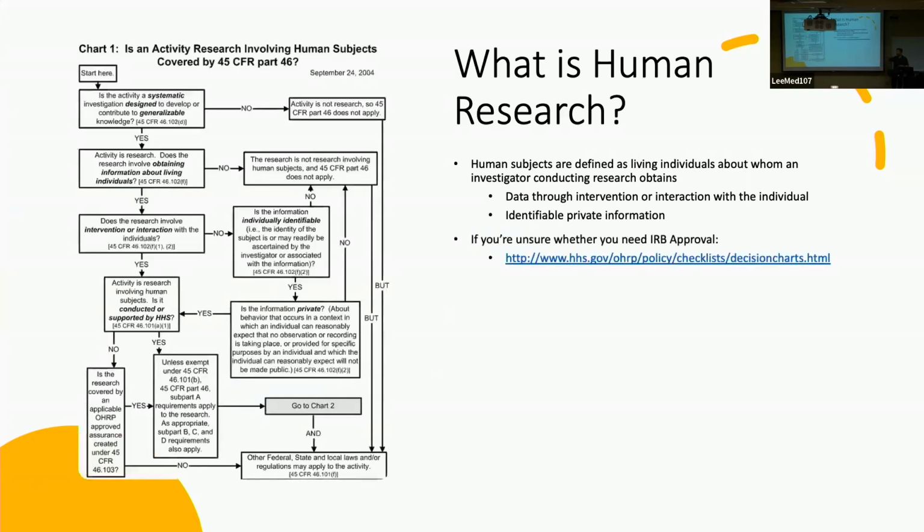So there is a very elegant, if not confusing, set of flowcharts that you can follow to determine whether what you're doing counts as human subjects research. So if we follow this here, just looking at the first chart, as to whether this is research involving human subjects covered by 45 CFR, Part 46. The first thing that it asks is, is this a systematic investigation designed to develop or contribute to generalizable knowledge? And what that's asking is, is this research?